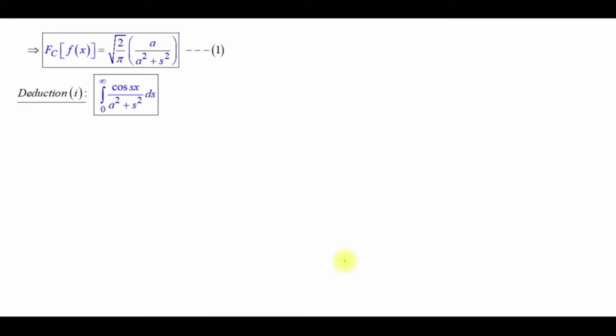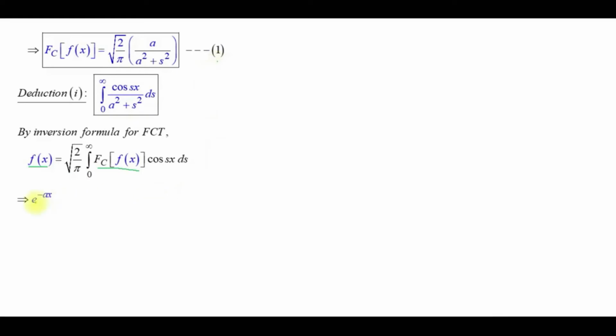So deduction of 1. So by the inversion formula for Fourier cosine transform. So what is the inversion formula? f of x equal to square root of 2 by pi, 0 to infinity, Fourier cosine of f of x cos sx ds. Substitute f of x. What is the f of x here? e power minus ax. What is the Fourier cosine of f of x, which is given in equation 1? Substituting. So e power minus ax equal to square root of 2 by pi, 0 to infinity, square root of 2 by pi a divided by a square plus s square into cos sx into ds.